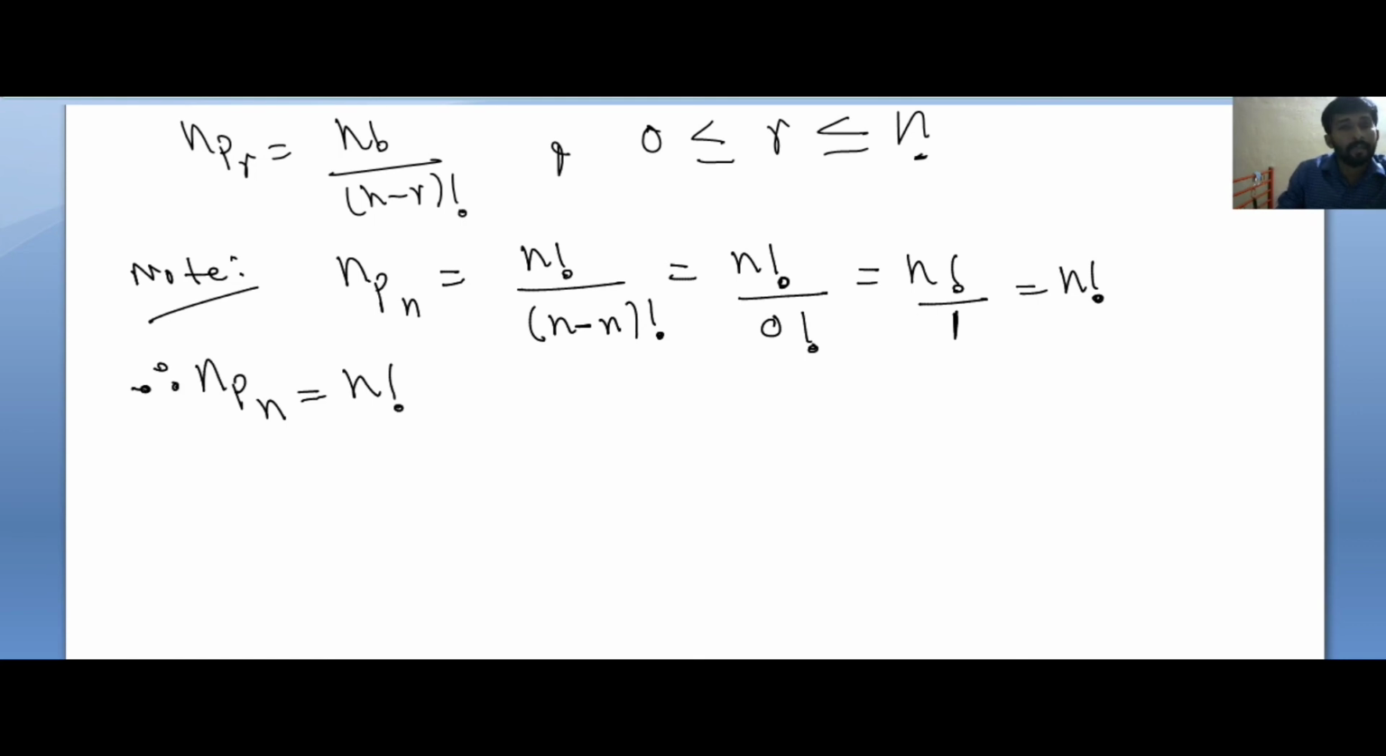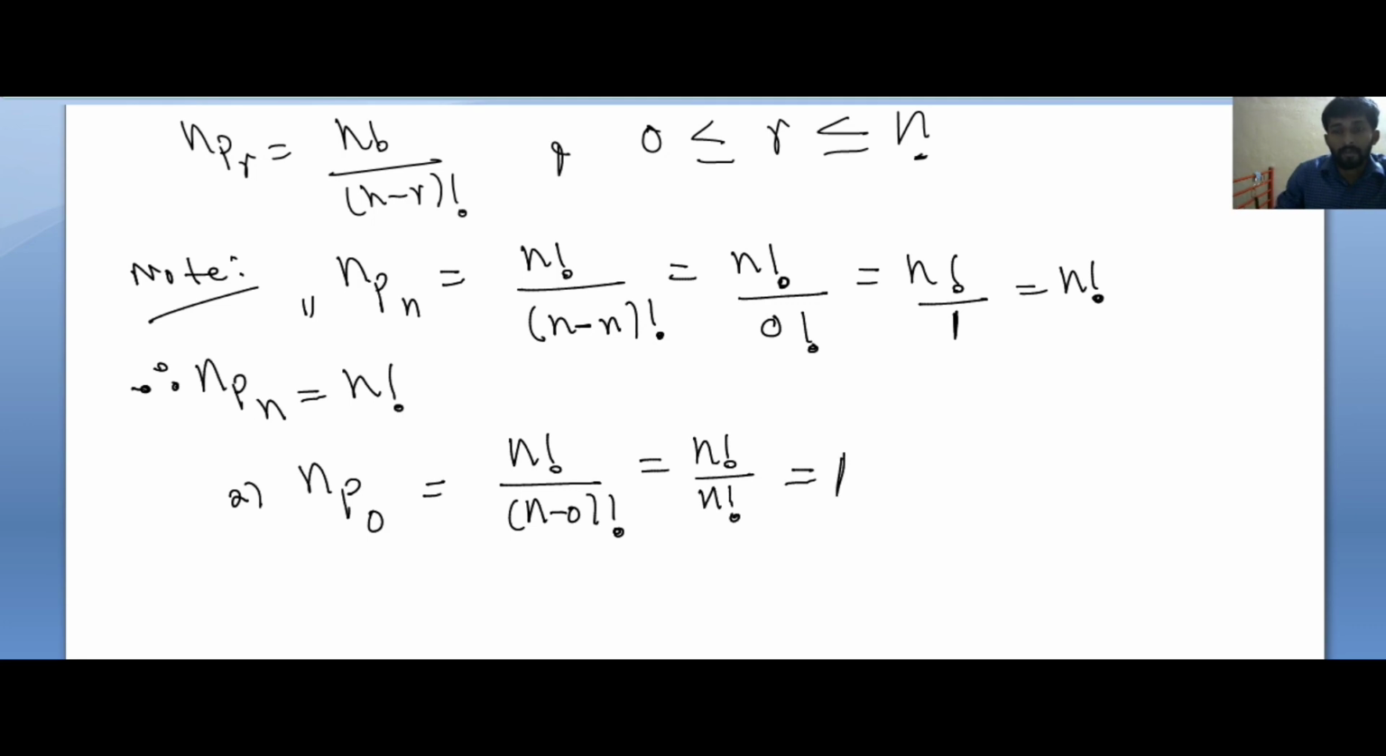Okay, what's the meaning of nPn? That means arrangement of n objects from the n objects, right? That means arrangement of all objects at a time. That is equal to n factorial. Then see the second note, nP0 is equal to, apply the formula, what will you get? n factorial divided by n minus 0 factorial. It's equal to n factorial by n minus 0, which is n, so you will get n factorial by n factorial, which is equal to 1. Therefore nP0 value is equal to 1. Remember the second formula, nP0 value is equal to 1.